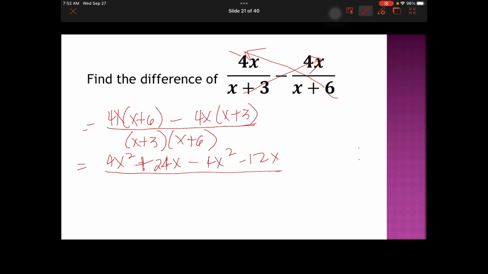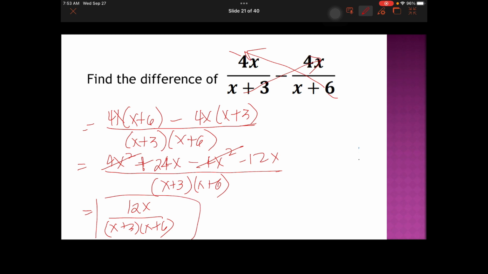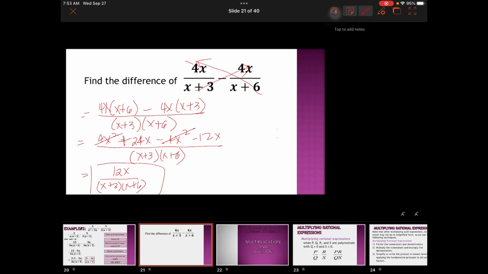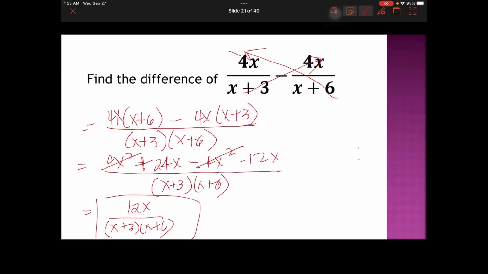12x all over x plus 3, x plus 6. So, we're going to have, magka-cancel po yan kasi magiging 0, 12x over x plus 3 times x plus 6. There's no need for you guys to multiply. Okay na yan. Okay? So, it's pretty simple if it's just like that. However, magiging difficult na lang din siya kapag nagkaroon tayo ng kailangan ng i-factor. Okay?